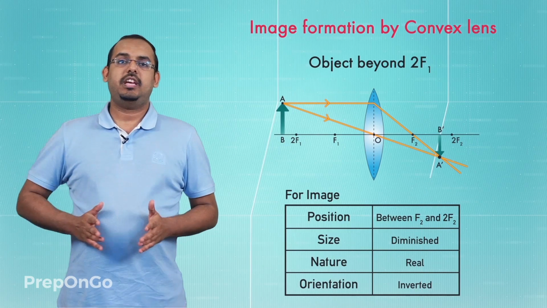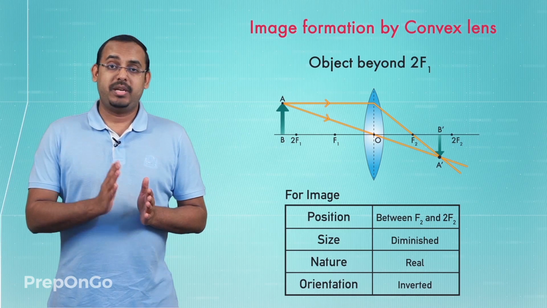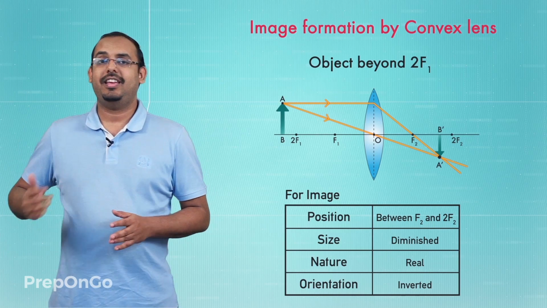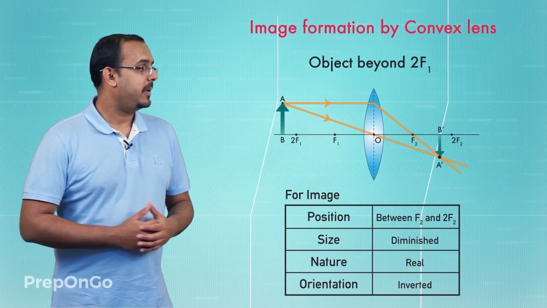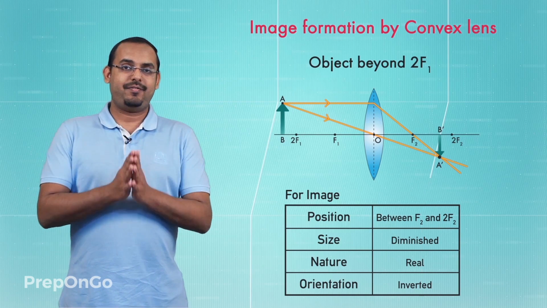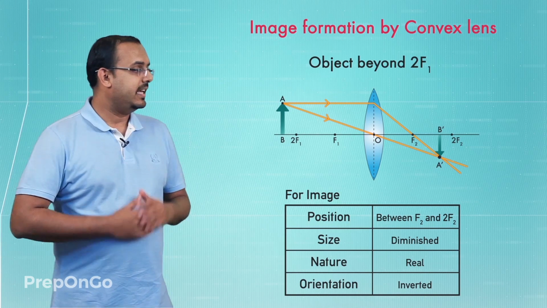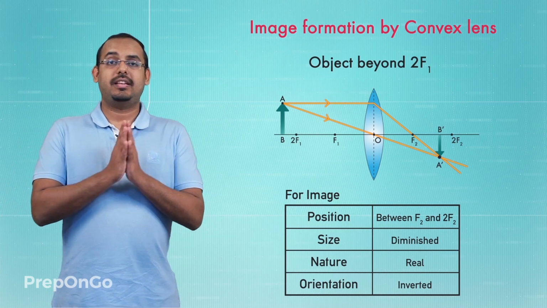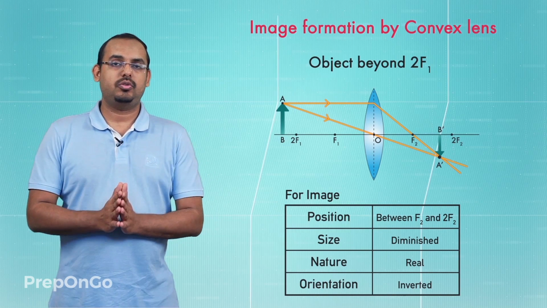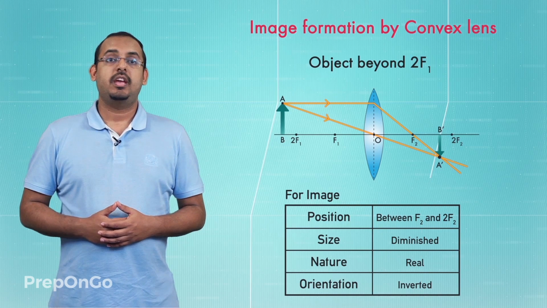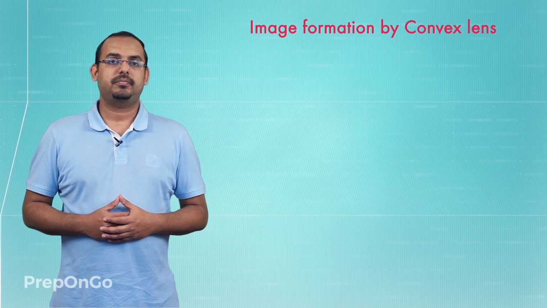So the position of the image for an object placed beyond 2f1 or between 2f1 and infinity in front of a convex lens, the position of the image is formed between f2 and 2f2 of the convex lens. We can also see that the nature of the image that is formed is actually real and inverted, and it is diminished in size if compared to the size of the original object. So this is the second case of image formation with a convex lens.